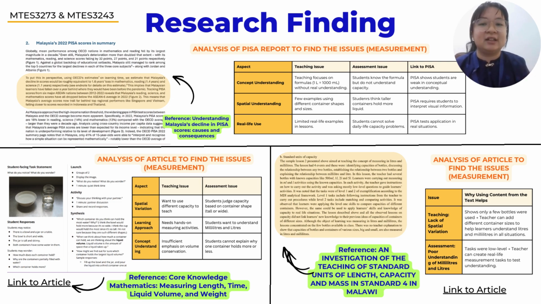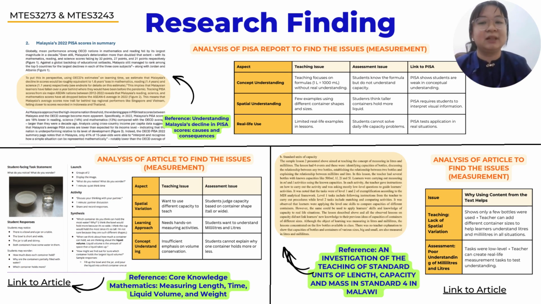Research findings and articles, such as Core Knowledge Mathematics and studies on PISA performance, show that a lack of spatial variation and low-level assessment tasks contribute to this issue. Therefore, teaching should include hands-on activities using different containers, and assessment should involve real-life measurement tasks to improve student understanding of liter and milliliter.